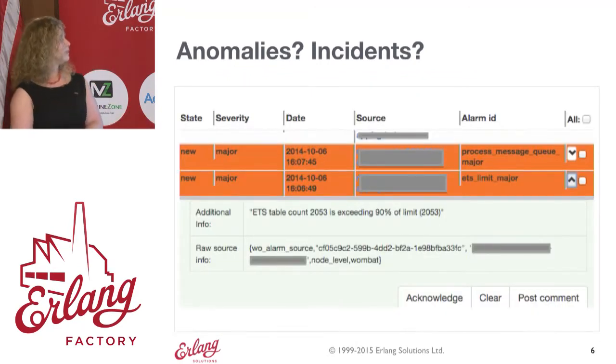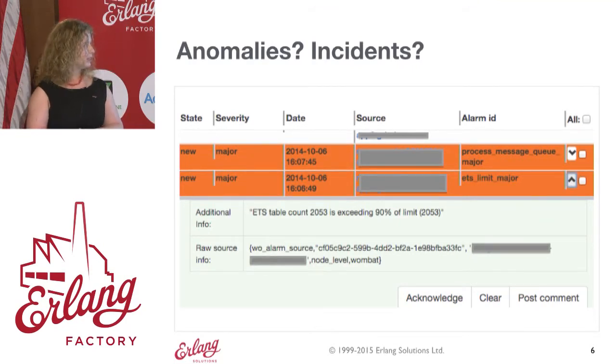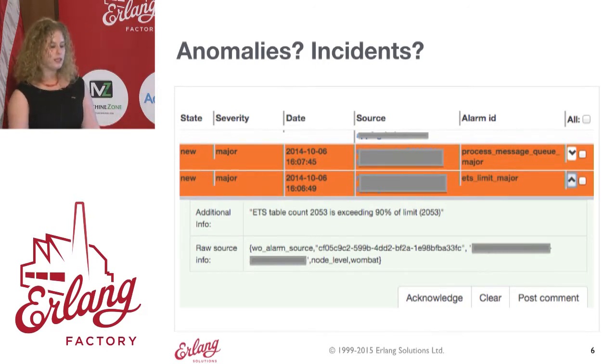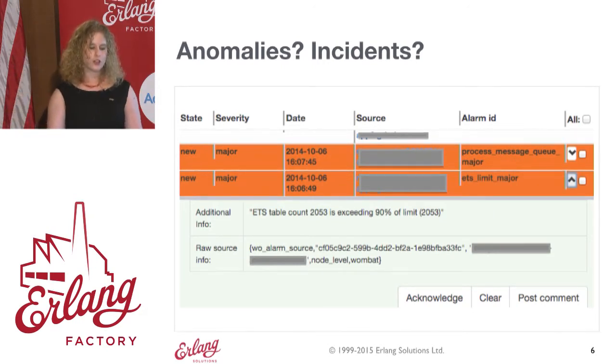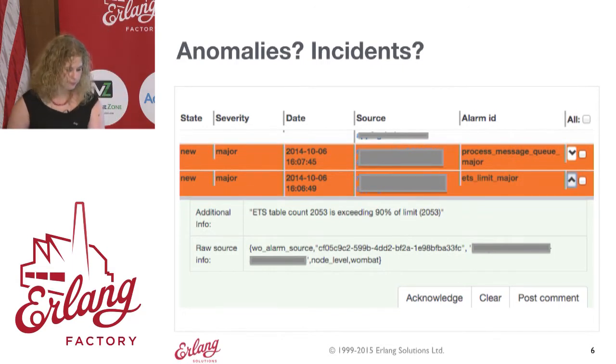Another example I'd like to show you is another alarm. It says that the ETS count exceeds the limit of ETS tables on an Erlang node. When that happens, the VM crashes. In advance, Wombat raises an alarm that is definitely your last chance to prevent the outage.